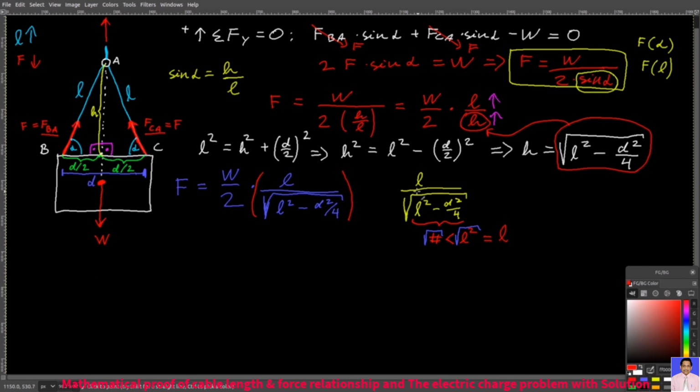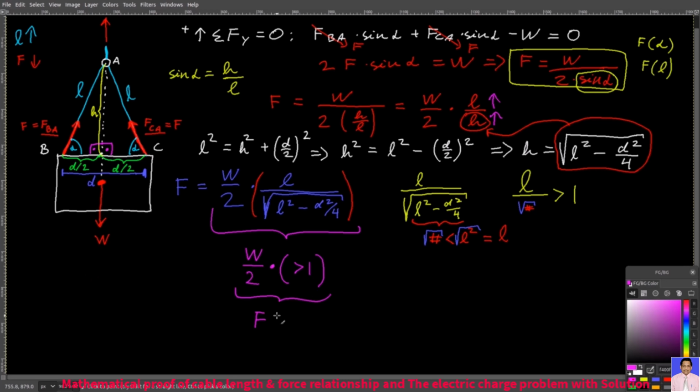If it's smaller than your L, that means that you have a bigger number here, and you have a smaller number here, which means that this needs to be greater than 1. Which means that in this equation, your force equals W over 2 times something that is greater than 1. So as a result, your F will be greater than W over 2 for sure, because you're multiplying W over 2 by a number that is greater than 1.